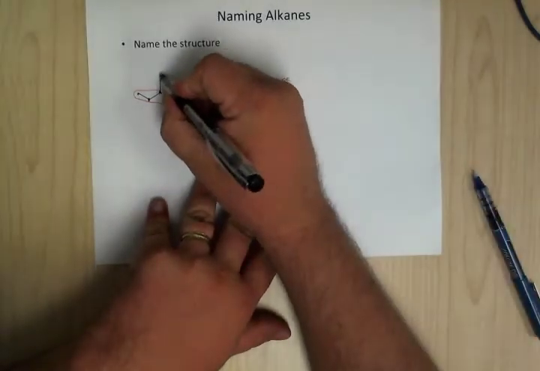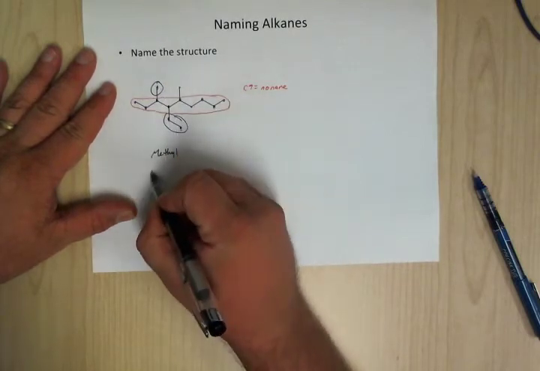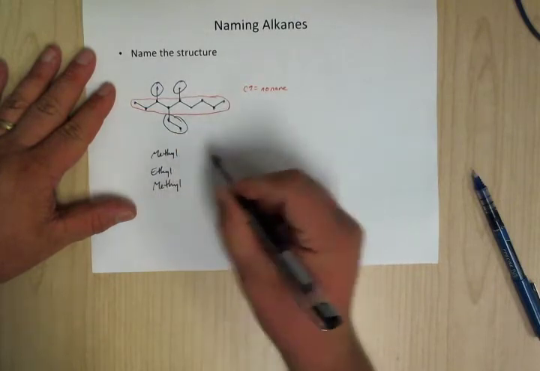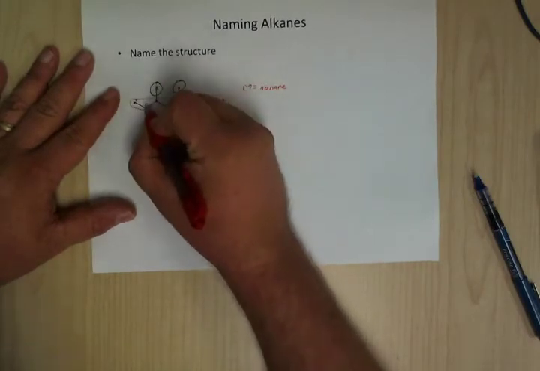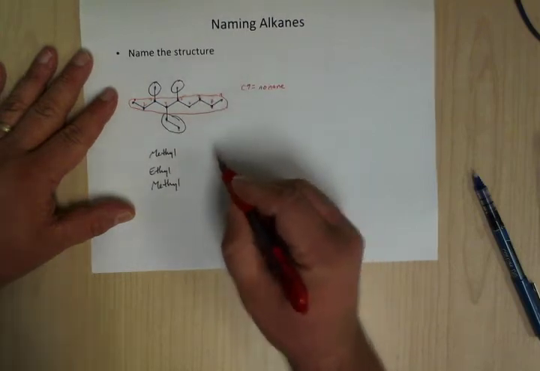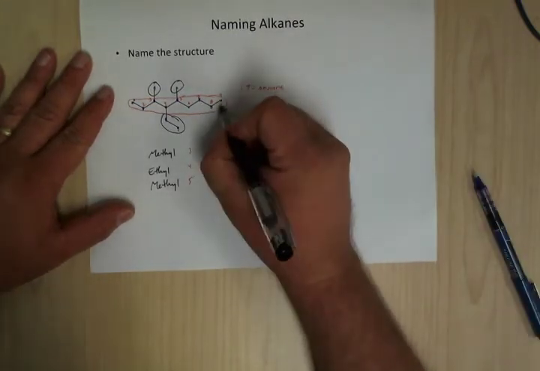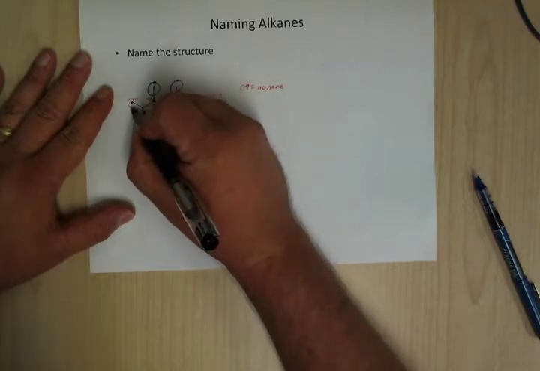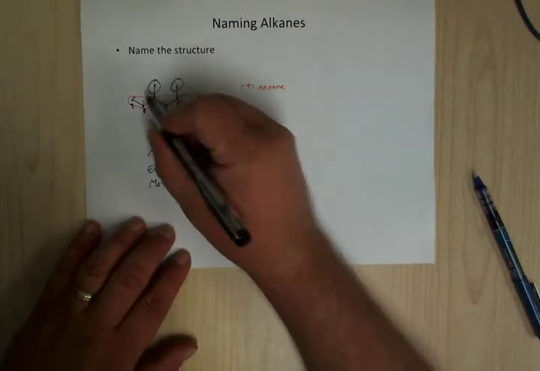Okay, so that means we have a methyl group right here, ethyl group here, and another methyl group there. So good practice, go ahead, do the numbering. Going from the left here, 1, 2, 3, 4, 5, 6, 7, 8, 9. So 3, 4, 5. If we went from this side, it'd be 1, 2, 3, 4, 5, 6, 7, 8, 9. So in this case, it'd be 5, 6, 7.